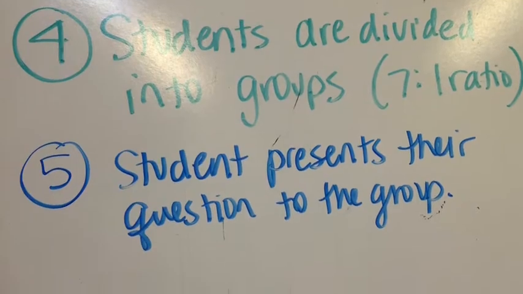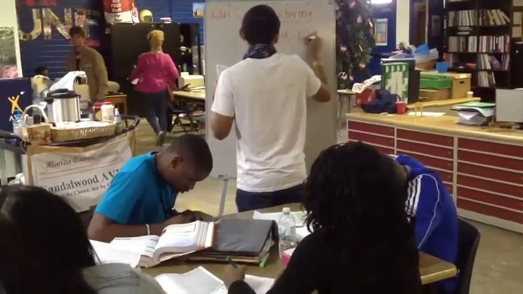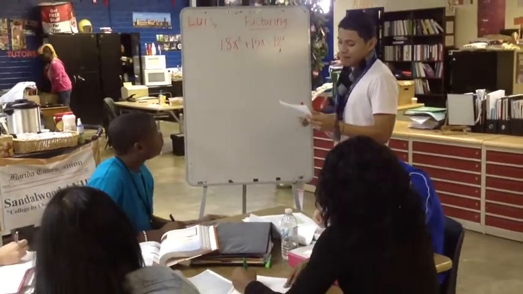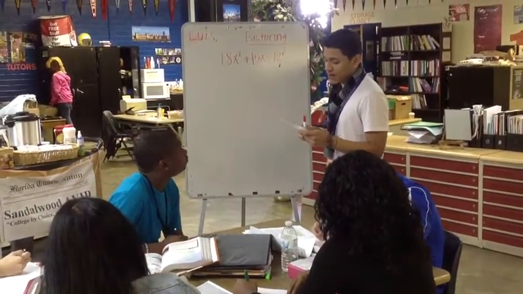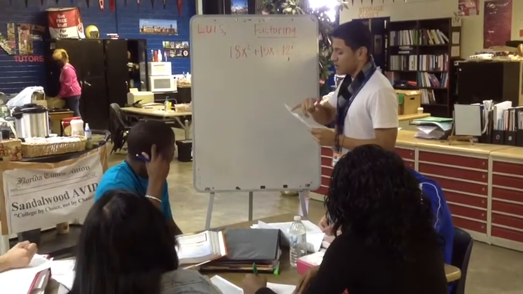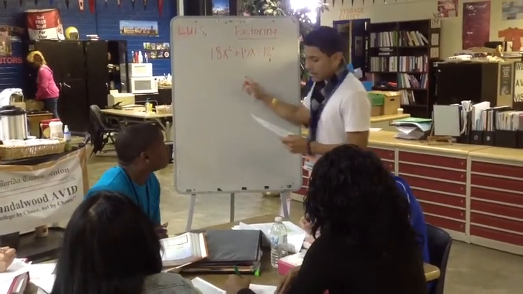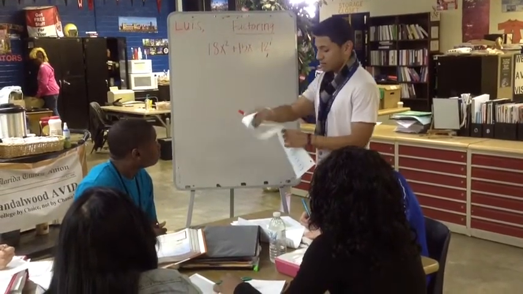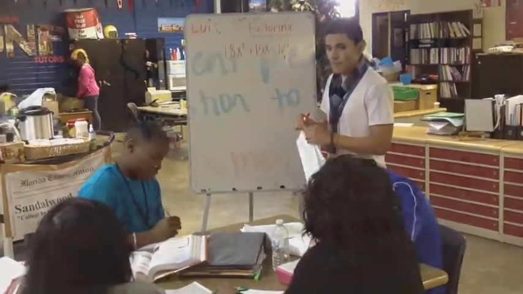Here we see Lewis presenting a 30-second speech, giving his question to the group and asking for help. What I really expected is binomials where a was equal or negative to 1, but I didn't know the factor of this one, and I need help with that. Does anybody know this?